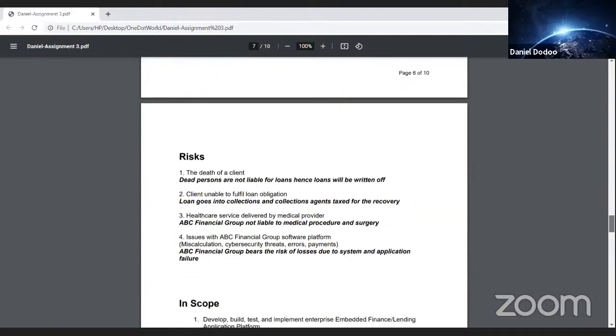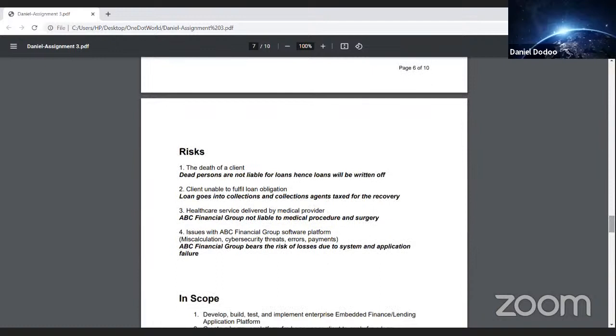So I'd like to go through the risks. What are the risks to be expected as part of the build-up of this project? The very first risk I have is the death of a client. Once a client dies, what is to happen? As a listed response, we have: dead persons are not liable for loans, hence loans are written off.